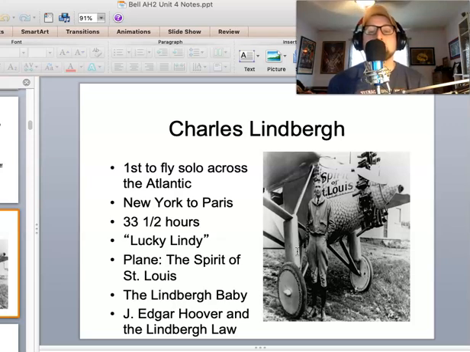The second thing he's known for is tragedy, because his daughter, after all this, is kidnapped from the crib. We'll talk about that in a second. And the third thing he's known for is just being a terrible human being, because he was very much against Jews, and he was racist and just not a good person at all.